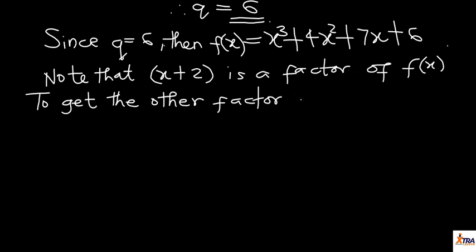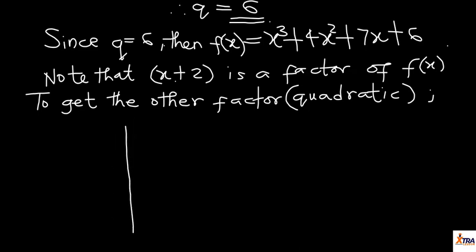So x plus 2 is a linear factor, since it is a linear expression. We need to express this polynomial as a product of a linear factor and a quadratic factor. Since we already have a linear factor, the second factor that we'll be getting will now be a quadratic factor. That means we don't need to break it down further. So to get the other factor, we divide the polynomial by x plus 2.